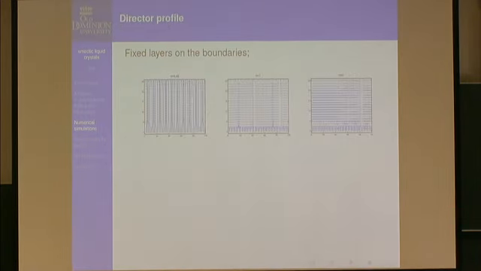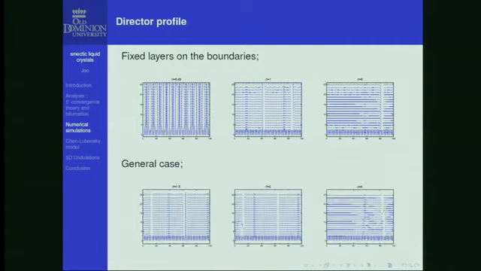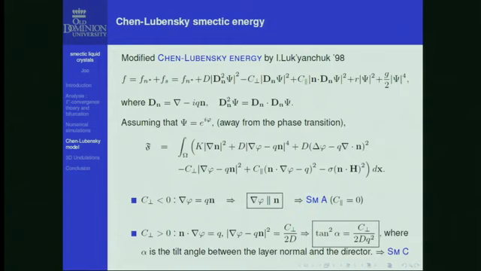And this is the director profile. The directors change rapidly around the top and bottom with the Dirichlet condition. And this one is the general case. It's not very clear here. I just drew every 16th vector, but it does not change as rapidly as we saw before.